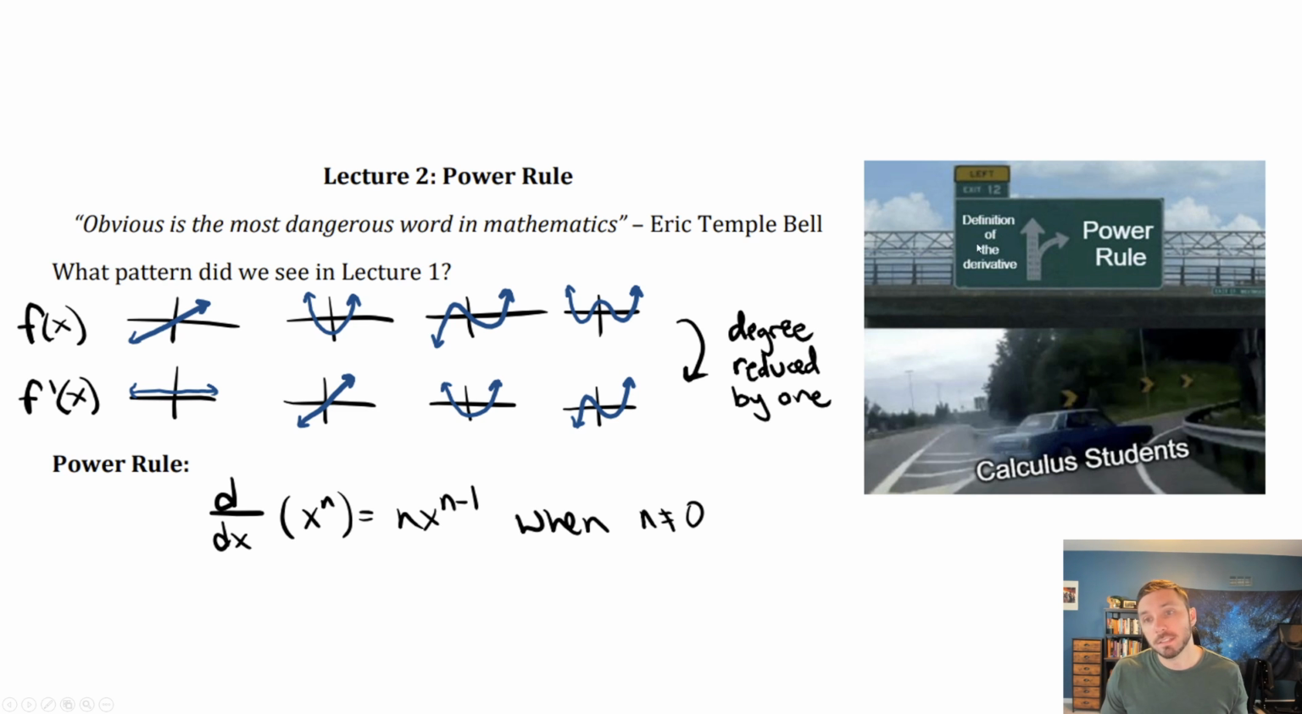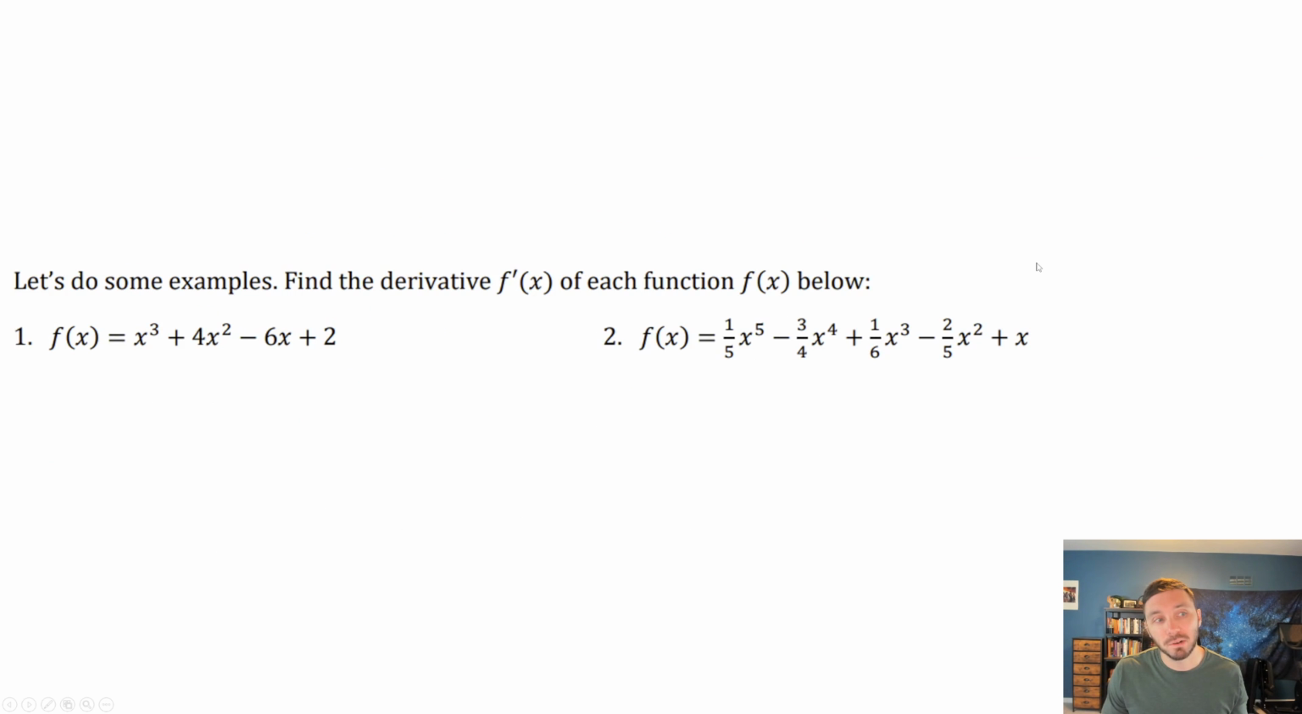All right, definition of a derivative sucks. It's time for just power rule, yeah? So let's do some examples. Let's find f prime in each of these cases. So feel free to pause, do what you need. First few are not too bad. These are just polynomials, yeah?